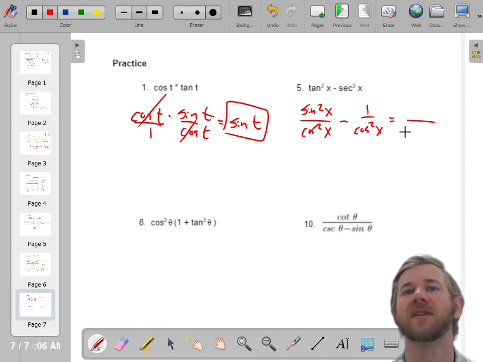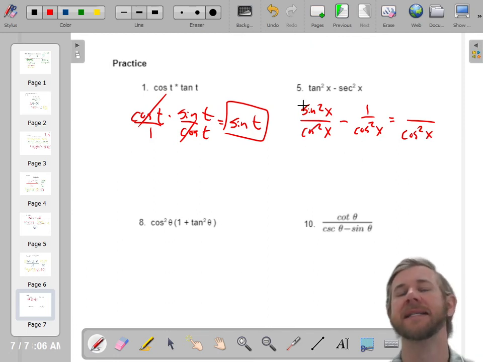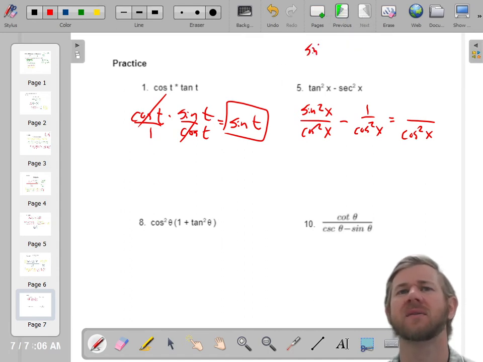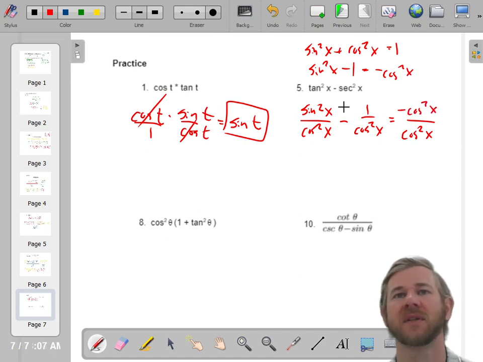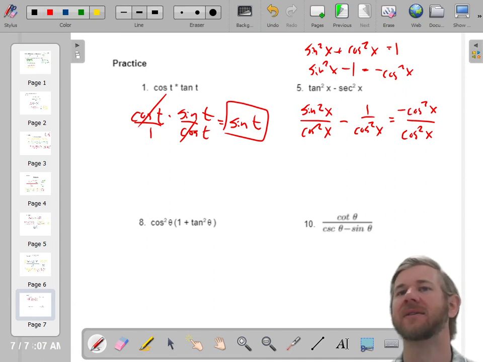So if you look at it this way, make everything in terms of sine and cosine, now you have cosine squared x in the bottom and sine squared x minus 1 in the top. Sine squared x plus cosine squared x equals 1. So what is sine squared x minus 1? If you subtract 1 from sine squared x, you have to subtract cosine squared. So sine squared x minus 1 is negative cosine squared x. And then these will cancel, and you'll just end up with negative 1.